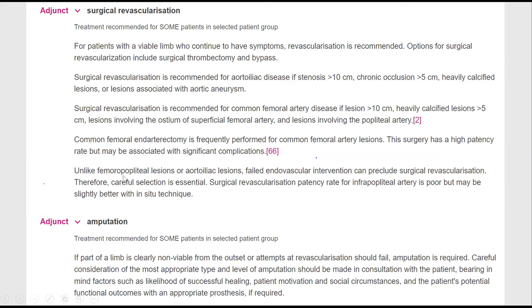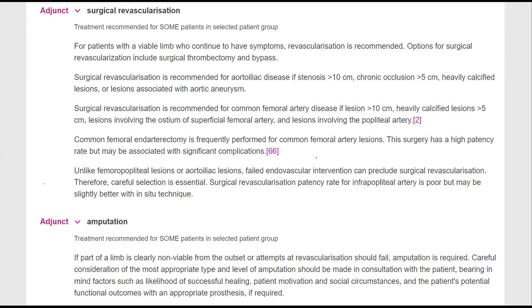Unlike fem-pop lesions or aortoiliac lesions, failed endovascular intervention can preclude surgical revascularization. So careful selection is essential, and the surgical revascularization patency rate for infra-popliteal arteries is poor. So when you have an infra-popliteal artery problem and there is tissue loss, don't think like a vascular surgeon. In this situation, do amputation. Why? Because if you go deeper as a vascular surgeon, you might be misled, because they even need an MDT for some decisions for some problems.